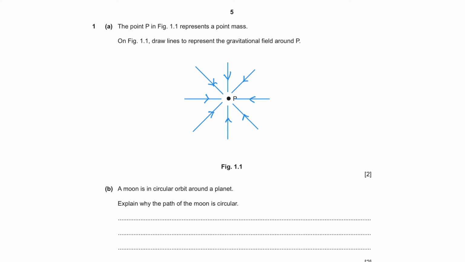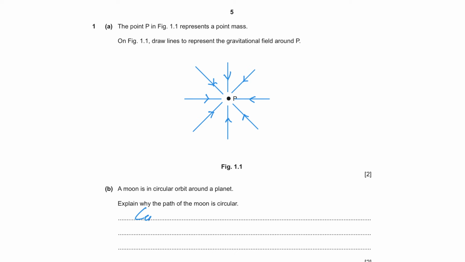Part B says, a moon is in circular orbit around a planet. Explain why the path of the moon is circular. Why is it that the path is circular? Because for this moon going around in a circular orbit, it needs a force, and that force is known as centripetal force. This necessary centripetal force is provided by the gravitational force.